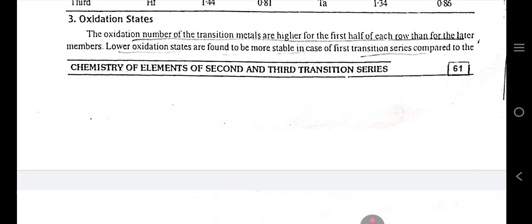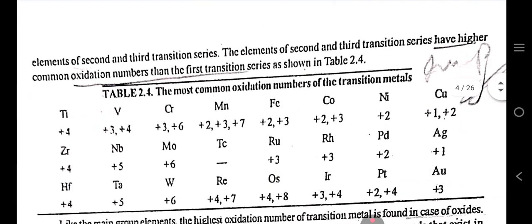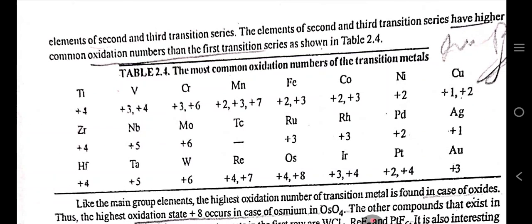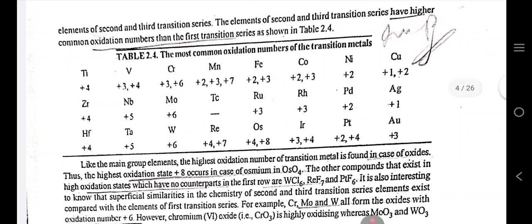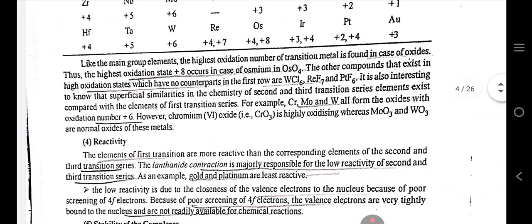Oxidation states. The oxidation states of the transition metals are higher for the first half of each row than for the latter members. Lower oxidation states are found to be more stable in case of first transition series compared to the elements of second and third transition series. The elements of second and third transition series have higher common oxidation numbers than the first transition series as shown in table 2.4.